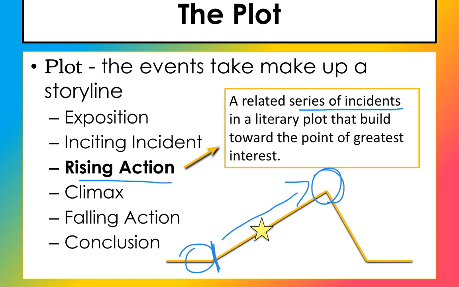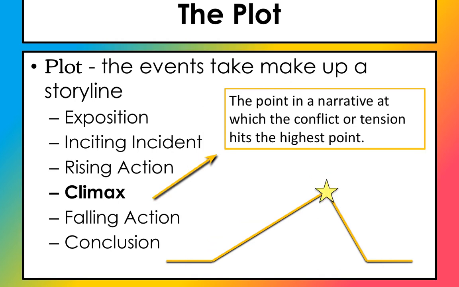So we think of this like a roller coaster. That first hill, you're kind of chugging up very slowly, and you have that anticipation. The climax then is going to happen at the top of that plot map or that mountain, and it's the point in a narrative where the conflict or tension hits its highest point. It isn't always right in the middle of the story. It might be more toward the end, but it's going to be that point where usually the main character goes through some sort of change.